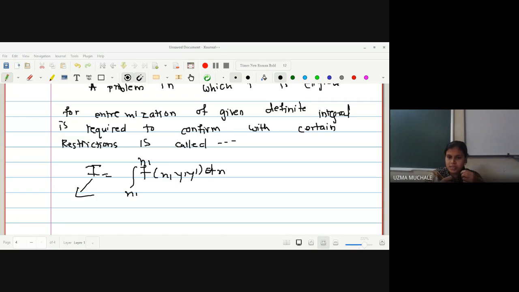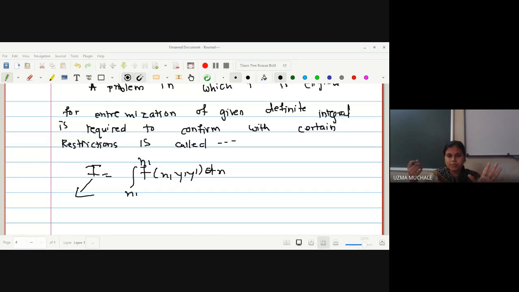If you want to pass through a straight line, then there will be some restrictions there. That restriction we are not going to add. Till now we had not added it. So now we are going to add them with the heading isoparametric problem. Okay, imagine.